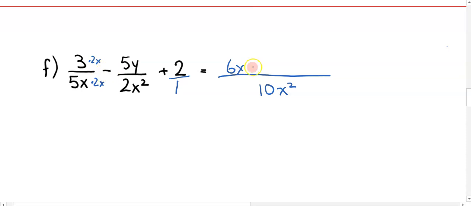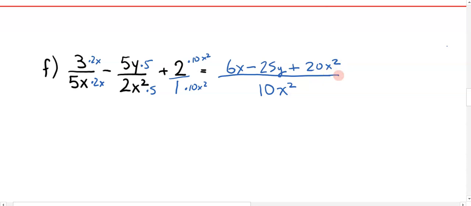Then I write my subtraction sign. Here, 5x squared multiplied by 5 gives me 10x squared. So whatever I do to the bottom, I do to the top. So I get 25y. And here I need everything. So I'm going to multiply by 10x squared, and I multiply by 10x squared. And I write my plus sign, and I get 20x squared.